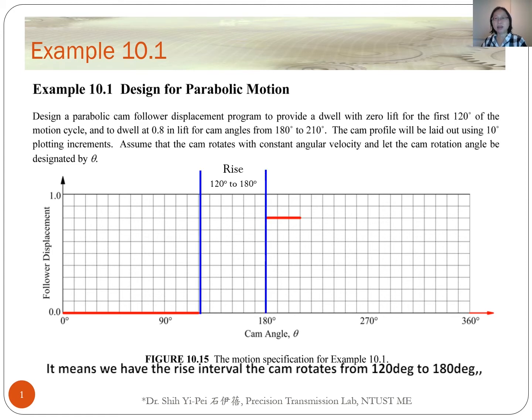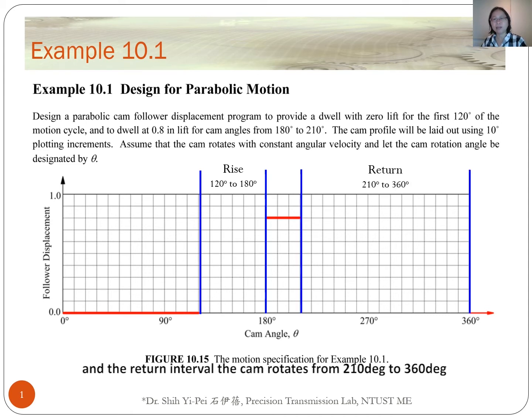It means that we have the rise interval, where the cam rotates from 120 degrees to 180 degrees, and the return interval, where the cam rotates from 210 degrees to 316 degrees. The problem is to calculate the displacements for the rise and the return intervals at 10 degree angle increments.